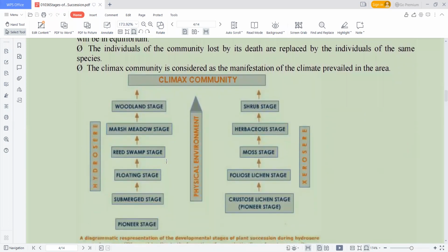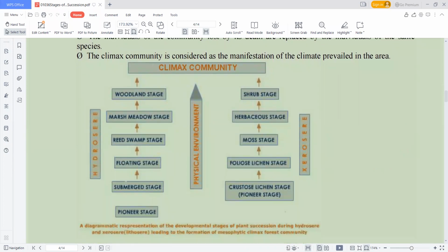So these are the different climax communities. If the ecological succession starts within a water body, it is called the hydrosere. If the ecological succession starts on dry areas or rocks, it is called the xerosere. So here are the steps involved in hydrosere succession.